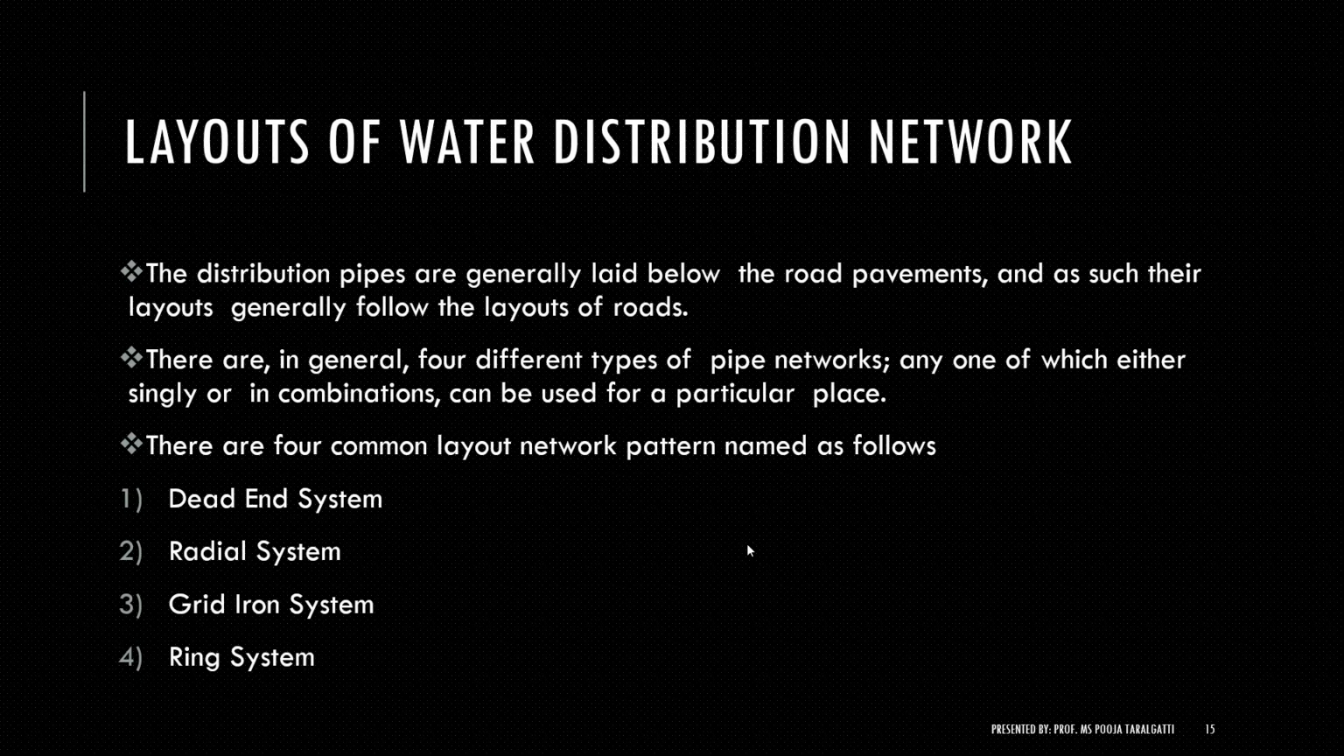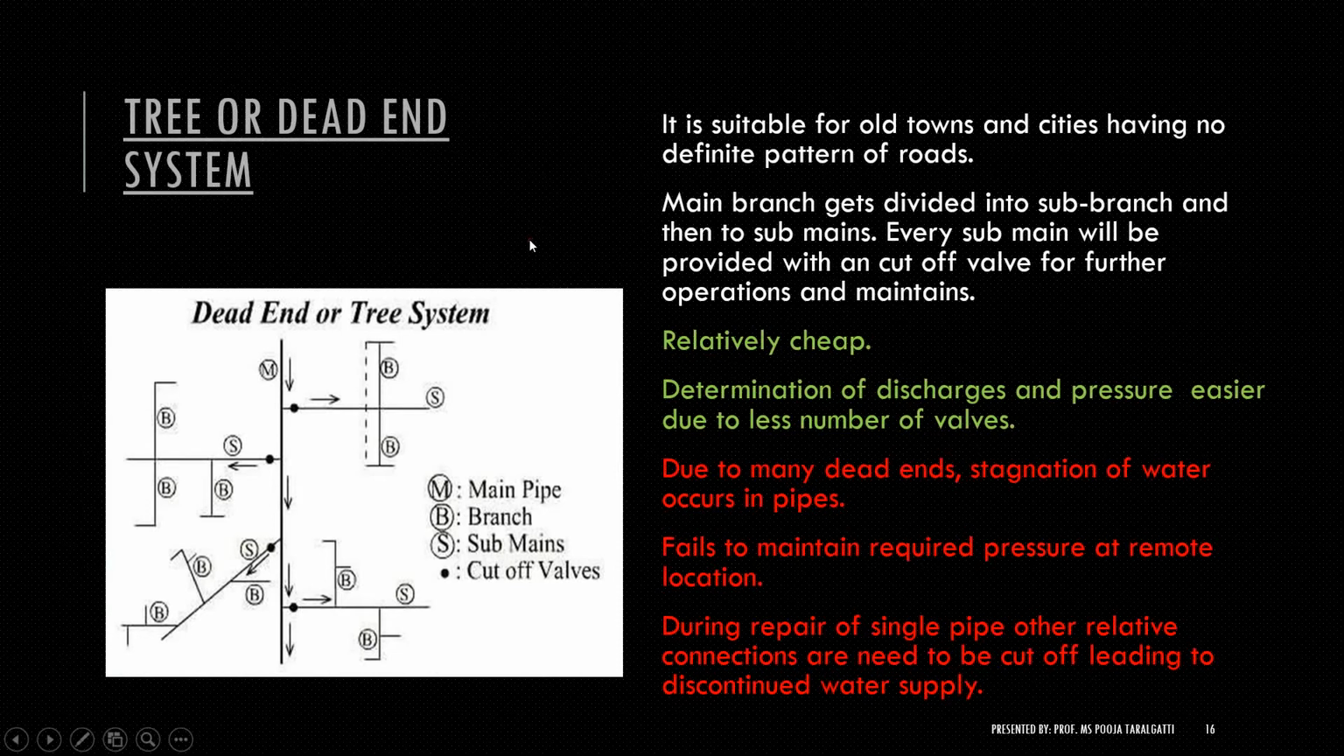So there are four common layout network patterns, which are named dead end system, radial system, grid iron system, and ring system. First we will go for the dead end system, which is also called the tree system.